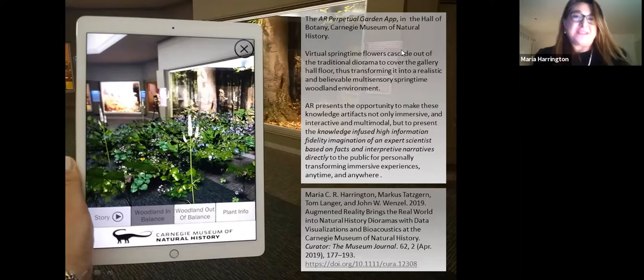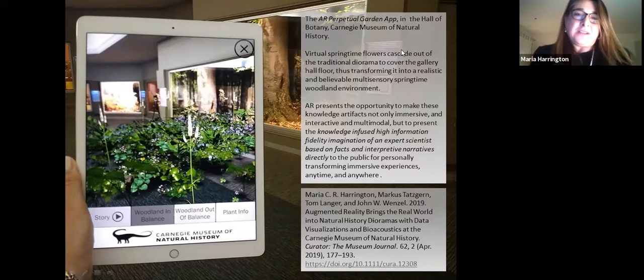So it really transforms this entire gallery into a forest. It also represents what an expert scientist could imagine because they have the knowledge to imagine this. But a naive person in the public lacks that knowledge, so they can't possibly imagine it.